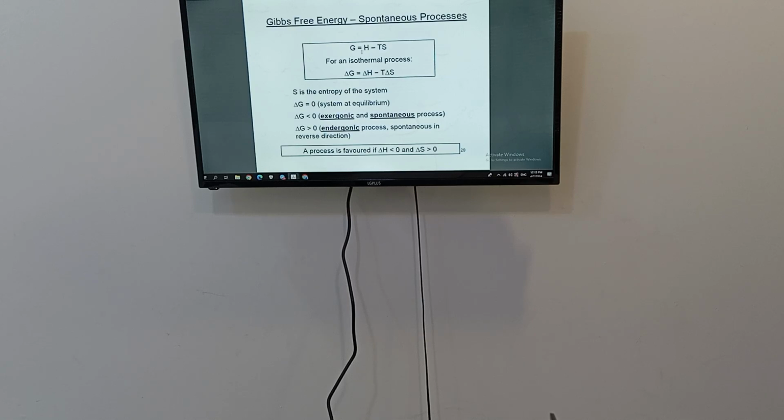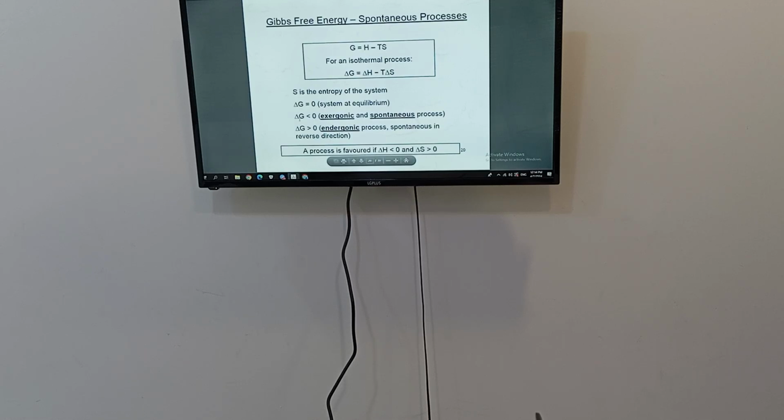Gibbs equals H minus T times S. For an isothermal process, we take the delta for each term. Delta G equals delta H minus T delta S. S is the entropy of the system. If the Gibbs free energy, delta G, equals zero, then the system is in equilibrium.